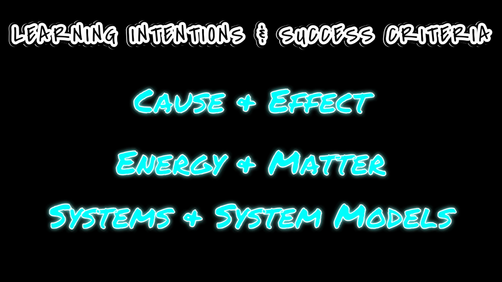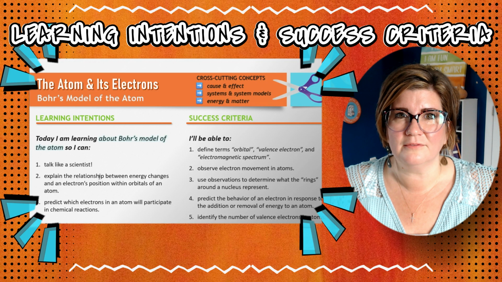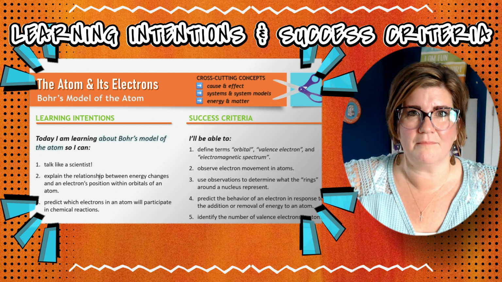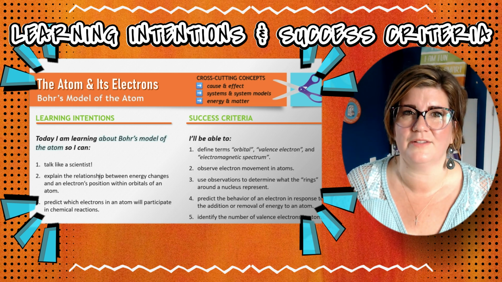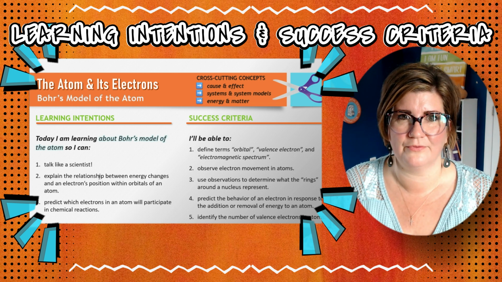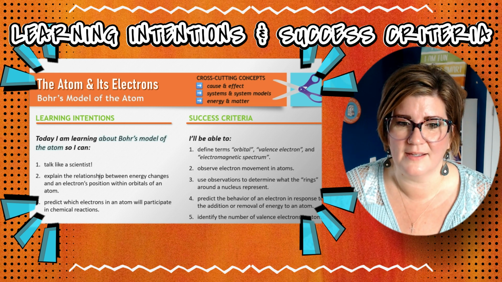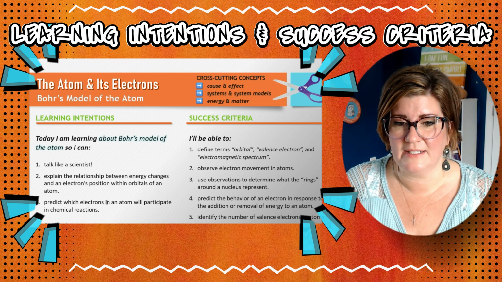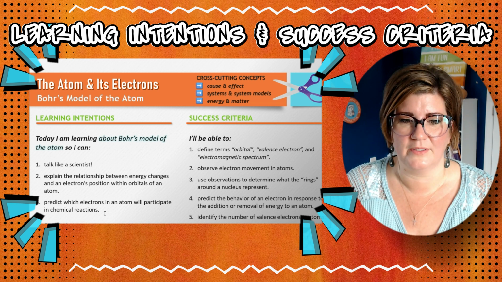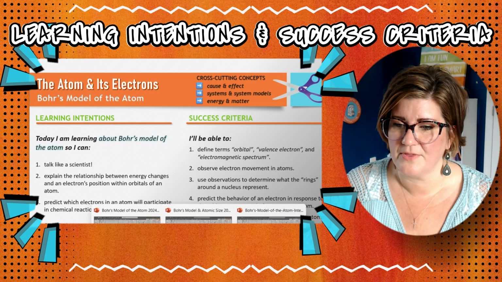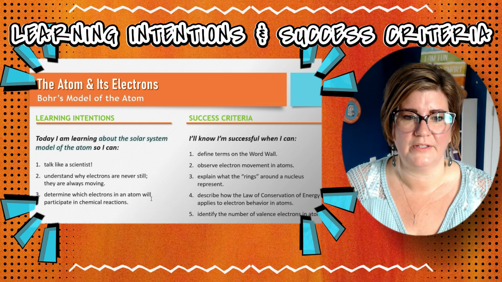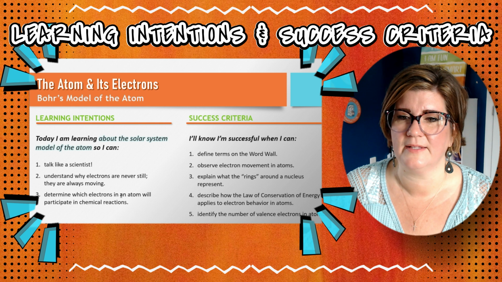This is about energy from the sun. Everything is made of matter. Matter has atoms. As long as there is light, we have something happening. And then predicting which electrons in an atom will participate in chemical reactions, because I want them to know valence electrons. And so that remains the same.